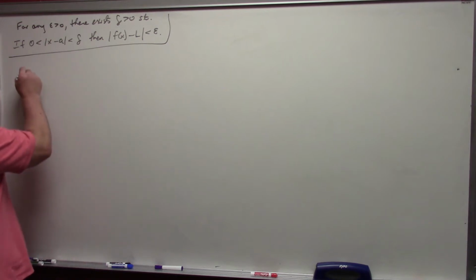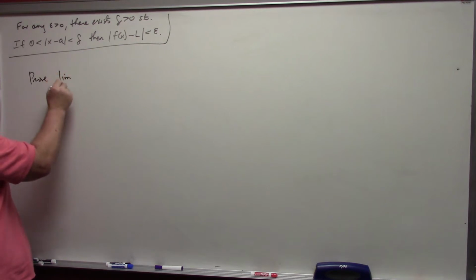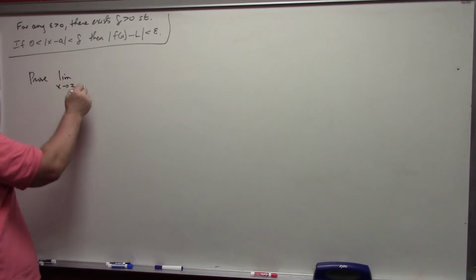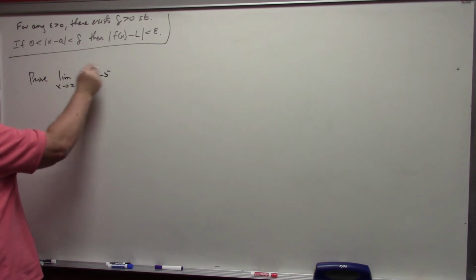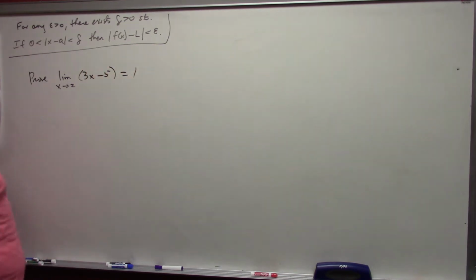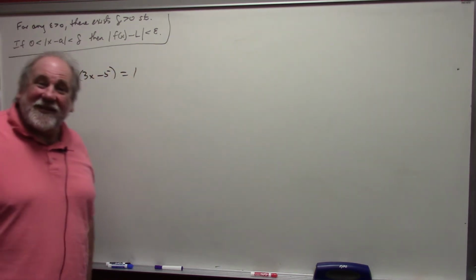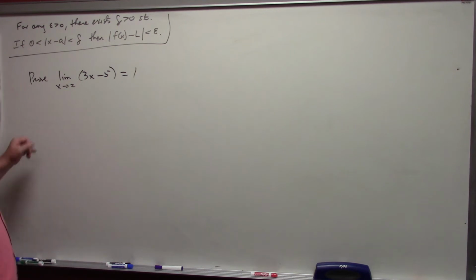So let's prove the limit as x approaches 2 of 3x minus 5 is equal to 1. This is what we would expect to occur: as x approaches 2, 3x would approach 6, and 3x minus 5 would approach 1. Intuitively, that should be the answer. We want to actually now prove it.